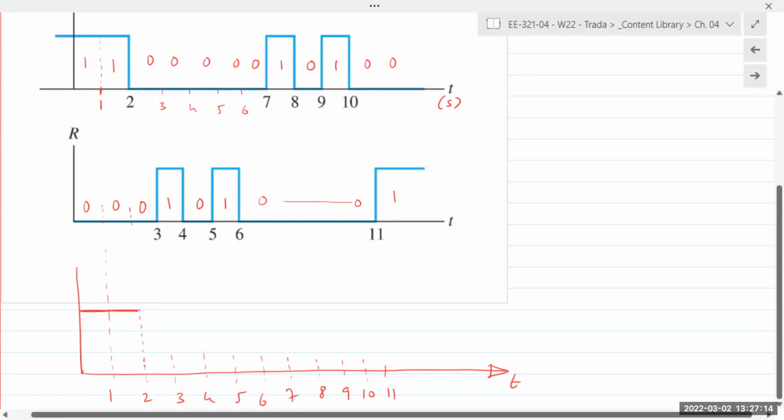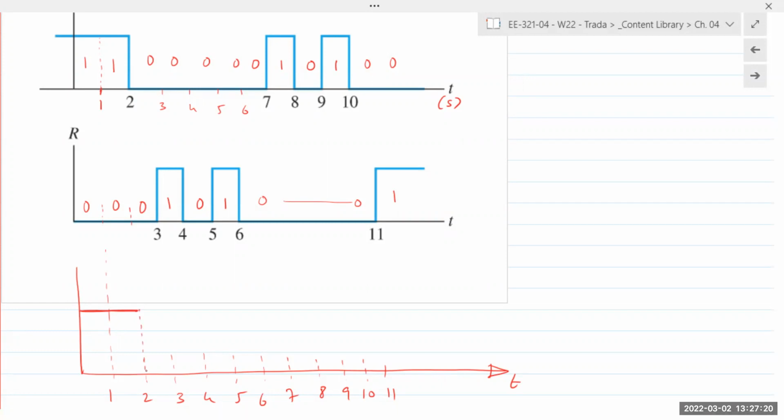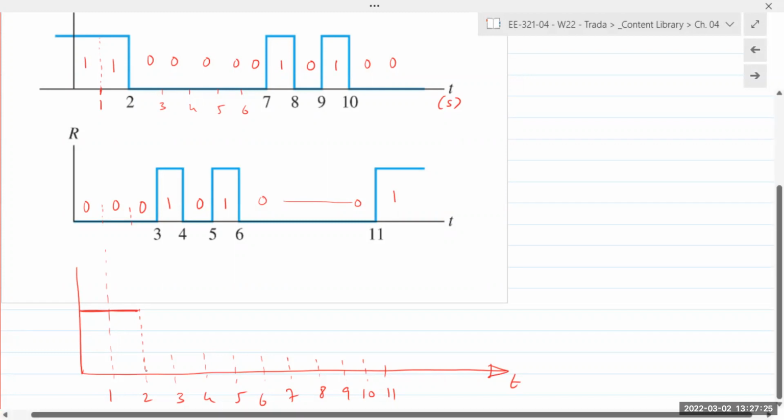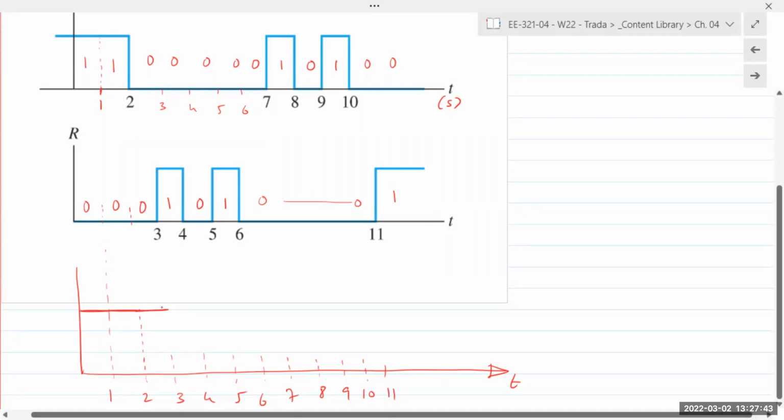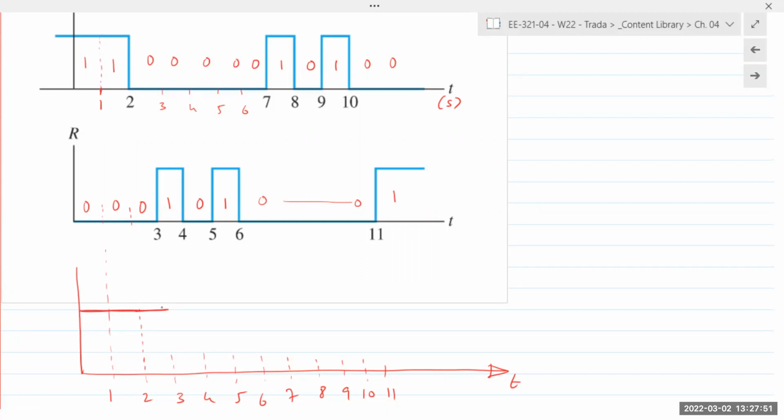Between 2 and 3, we want to find what the output is. Input is 0, 0. Output is what the previous state was. Previous state means what it was before 2, and before 2 it was 1, and so output stays at 1. So previous state is another way of saying that the output will remain the same. If the value of the output is going to be the same as the previous state, it means it is not changing, meaning it's going to remain the same as the previous output. Yes.